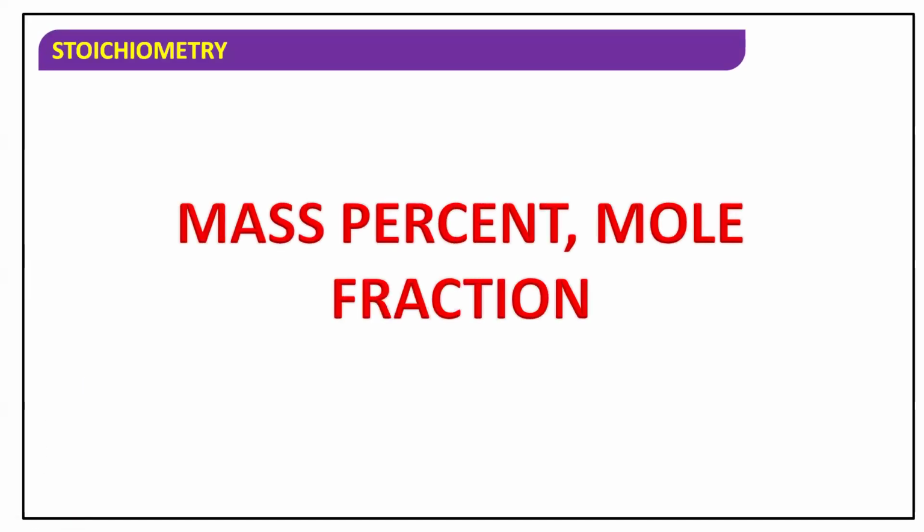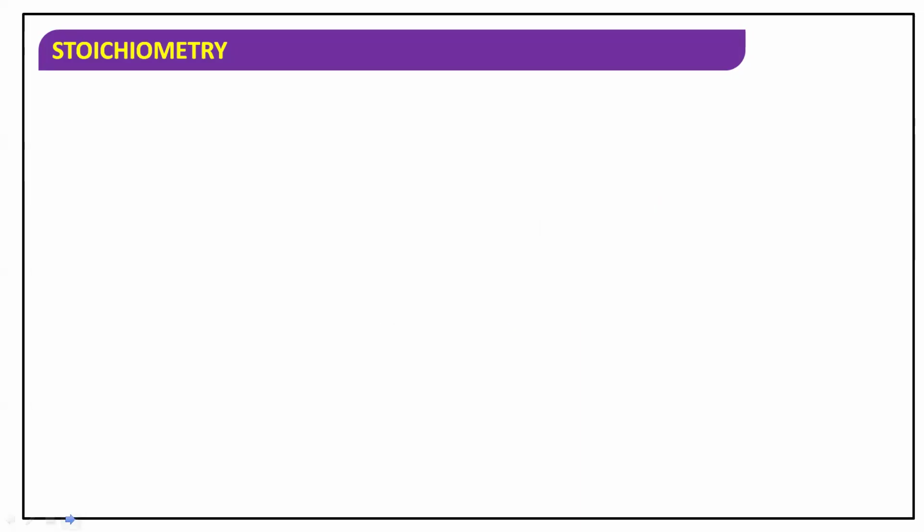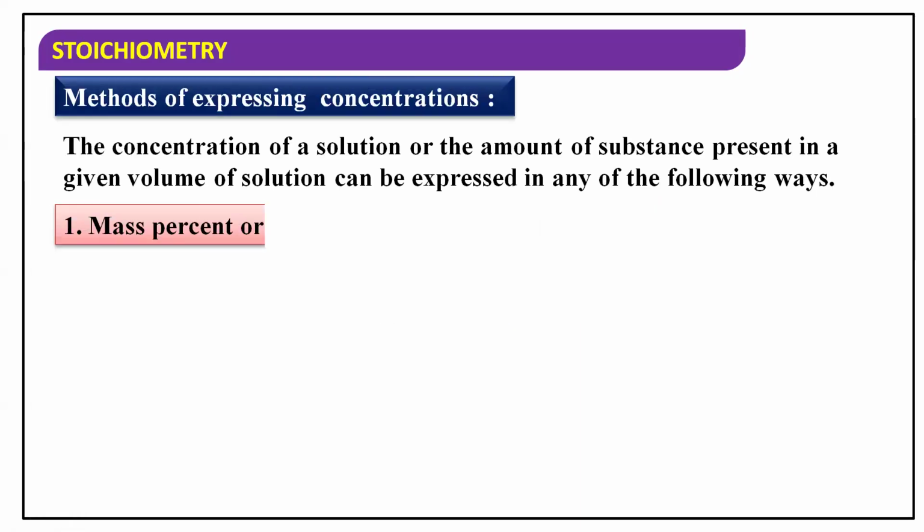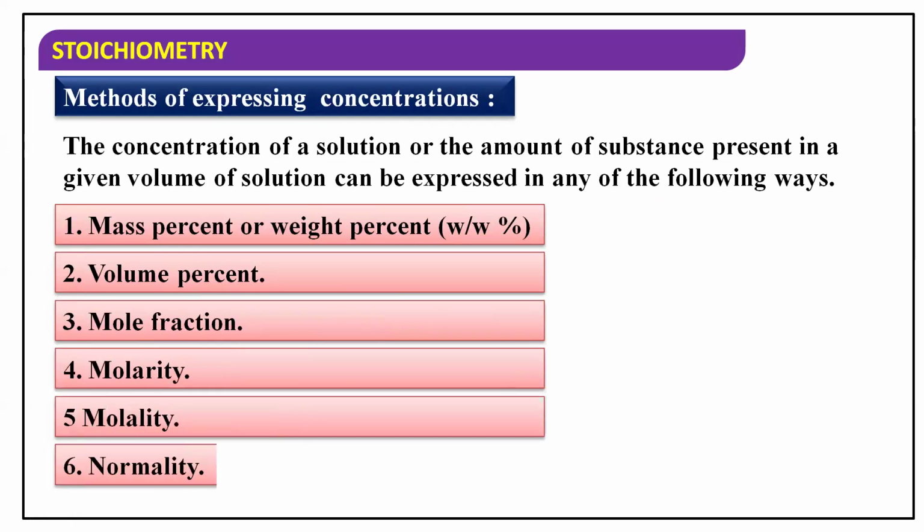So now we are doing mass percent and mole fraction. They are one of the ways to calculate the concentration of a solution. As the name suggests, these are the methods. Let us discuss: the concentration of a solution, or the amount of substance present in a given volume, can be expressed in the following ways. The first one is mass percent or weight percent.